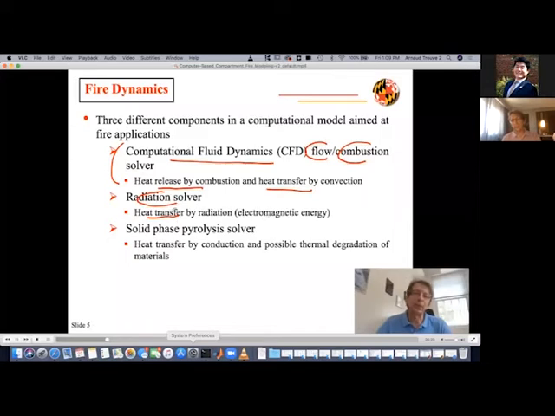And finally, in addition to the CFD and radiation solvers, we need a solid phase solver that will describe heat transfer by conduction and the possible thermal degradation associated with pyrolysis that takes place inside solids. So I would say that in contrast to the usual description of fire models as being CFD models, it's important to realize that there are more than that. A fire model is a CFD model combined with a radiation model and a solid phase pyrolysis model.